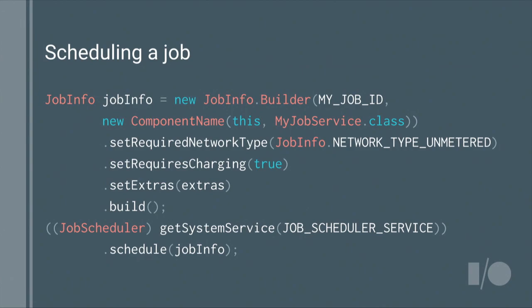Here's an example of a job being scheduled that requires unmetered networking at the time the job is run, in addition to the device being on the charger. Job Scheduler will activate My Job service when both of these constraints are met. The builder method, setExtras, can be used to provide additional metadata. This bundle will be passed to the job when executed. Note the myJobID value passed to the JobInfoBuilder constructor. This is an application-specific identifier. Subsequent calls to cancel jobs or create a new job with the same job ID will update the existing job.